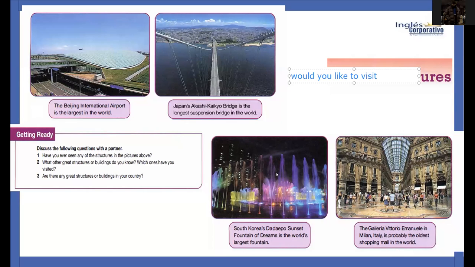What about you? Let's see, Maria, what place would you like to visit? We have Beijing, the Japan one, South Korea, the Galleria Vittorio Emanuele in Milan. ¿Qué lugar le gustaría visitar? What place, María Verónica? Let's see. ¿Qué lugar? What place? Tenemos Corea. Korea, okay, South Korea, right. That sounds interesting. Stella says she wants to visit Korea.